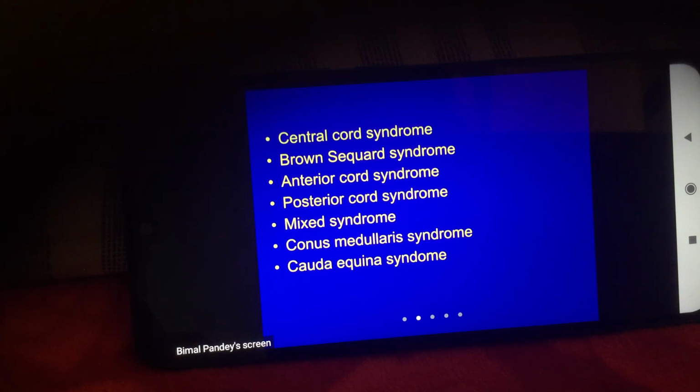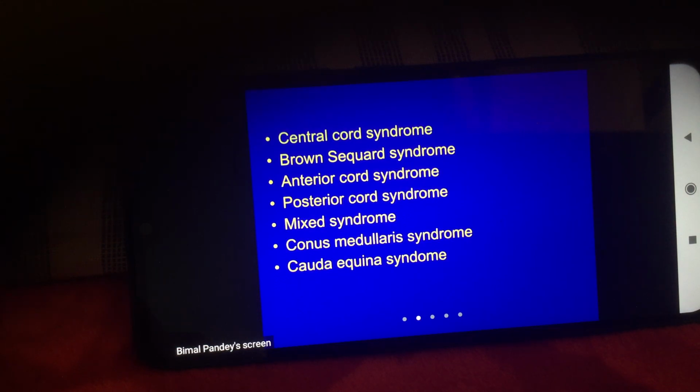And there could be a mixed syndrome, where a small bony fragment might compress a little bit of the anterior part and a little bit of the posterior part. And in conus medullaris syndrome, I showed you, there's a small triangular part of the spine that is below the spinal cord and above the cauda equina. That is the conus medullaris. If there is injury of the conus medullaris, you will get a little bit of spasticity, a little bit of flaccidity, a little bit of sensory and motor deficit in the lower limbs. That's conus medullaris syndrome.